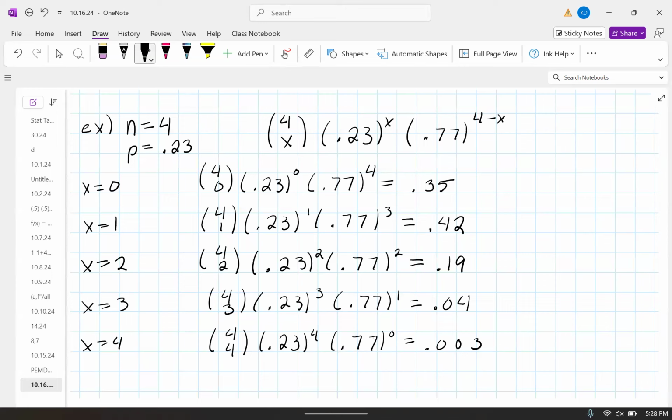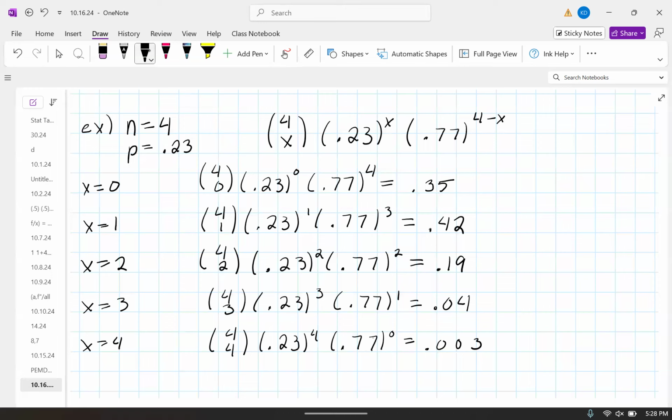So if we add all those numbers together, what should we get? Or pretty close to what should we get? Yeah. These are all the possible outcomes. We can have 0, 1, 2, 3, 4 successes, so one of those has to be right. You good? The sum of this column of numbers should be 1, because these are all the possible outcomes. One of them has to happen.